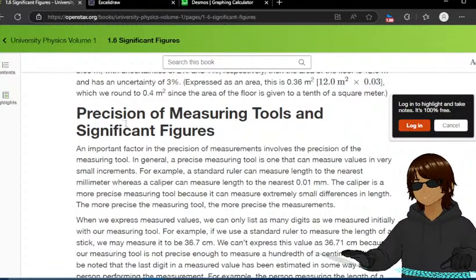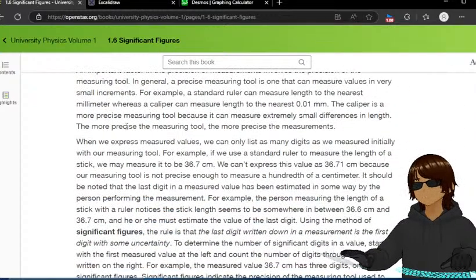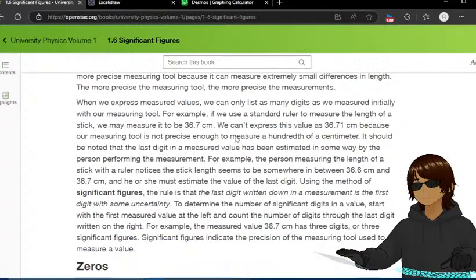An important factor in the precision of measurement involves the precision of the measuring tool. In general, a precise measuring tool is one that can measure values in very small increments. For example, a standard ruler can measure length to the nearest millimeter, whereas a caliper can measure length to the nearest 0.01 millimeter. The caliper is a more precise measuring tool because it can measure extremely small differences in length. The more precise the measuring tool, the more precise the measurements.